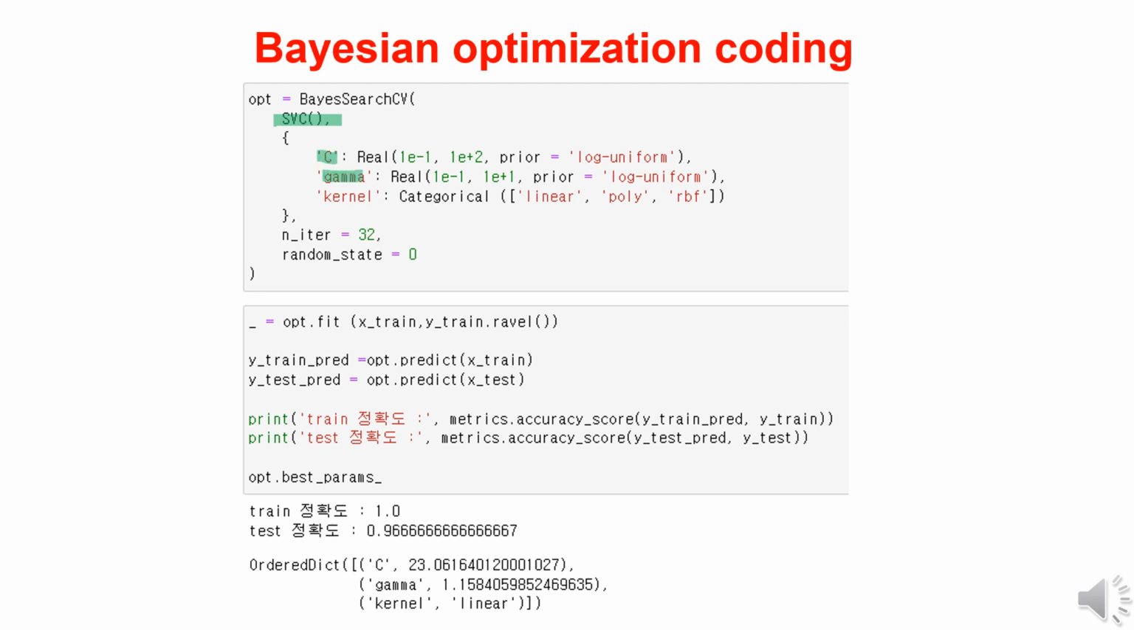Then, we train the model using the X training and Y training data and evaluate its accuracy. The result shows that the accuracy obtained with the training data is 100%, while the accuracy with the testing data is 0.967, indicating that the model correctly classified the iris species with an accuracy of 96.7%. In particular, by using the opt_best_params command, we can obtain the values for the hyperparameters that optimize the model.